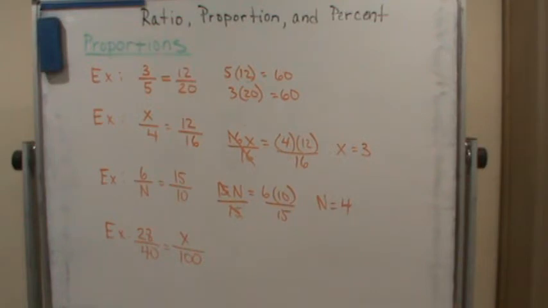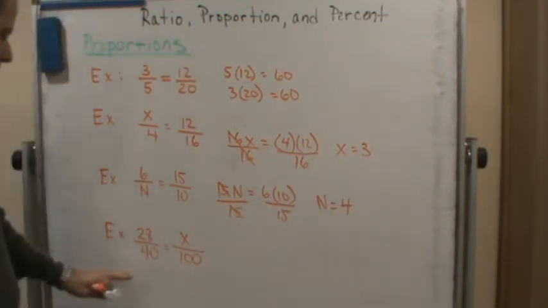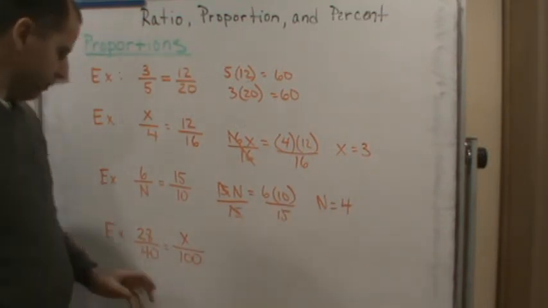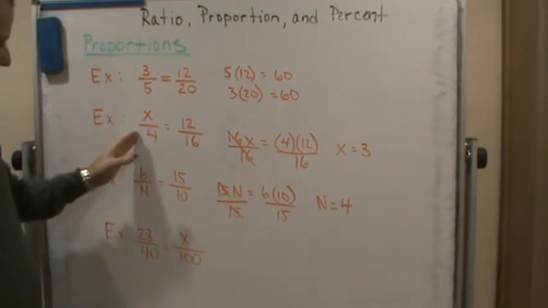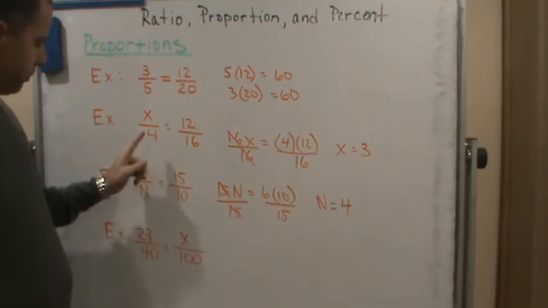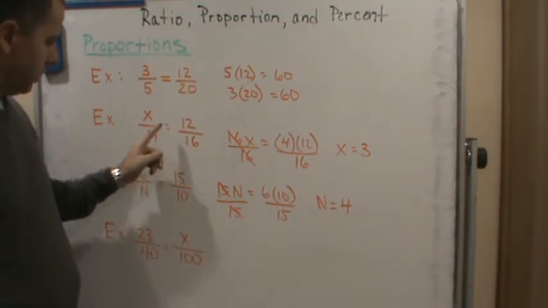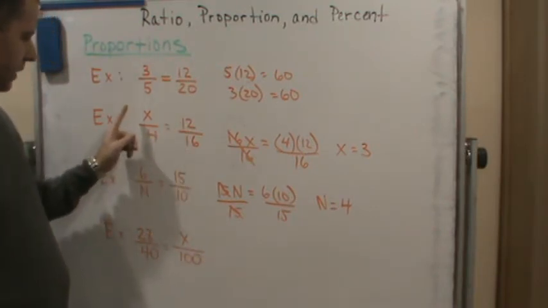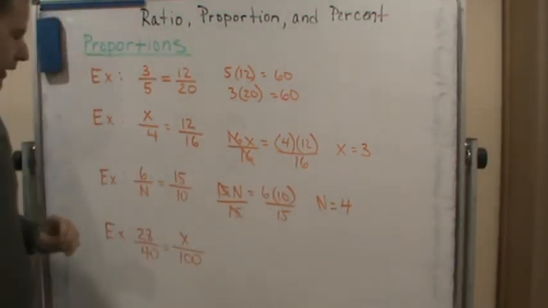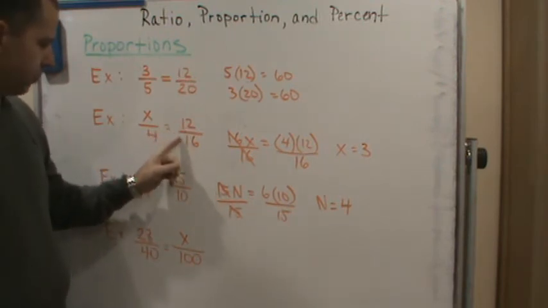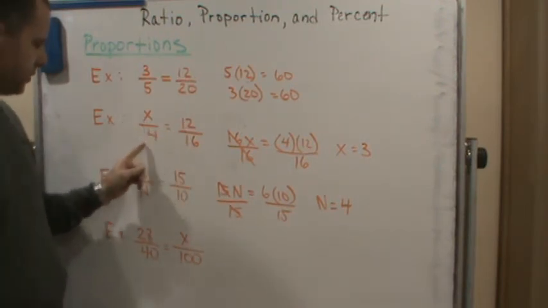Now, let's do one more. Let's look at this one here. I'm going to do this one a little bit differently, because notice that when I cross multiply, like for example here, I'm multiplying the 4 times 12 and the 16 times x, and then I have to divide both sides by x. But I could just leave this the way it is, right? And realize that, hey, this is division.